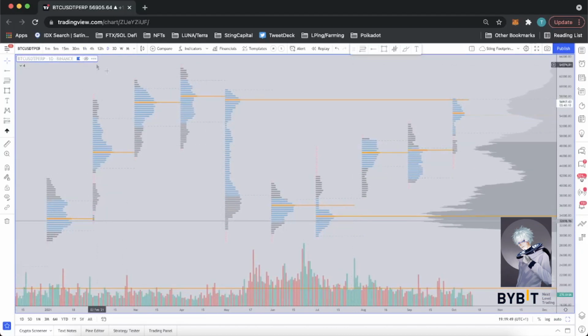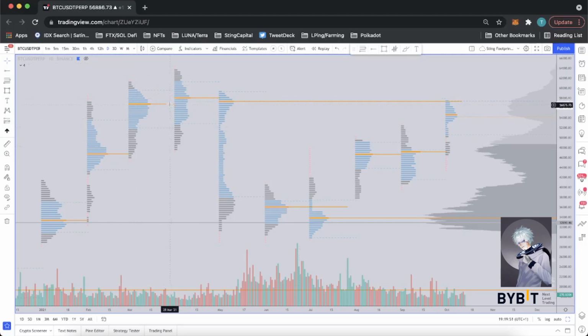And I'm just going to go ahead and hide these candles. And so we can see we have these nice little distributions, right? So we have 1, 2, 3, and each one of these is kind of representing a month. So we can see how the distributions moved up and they moved down, and then they're starting to move up again.